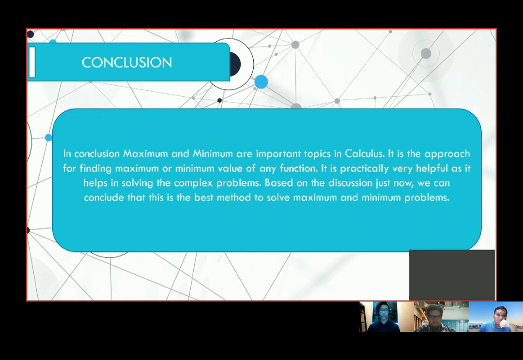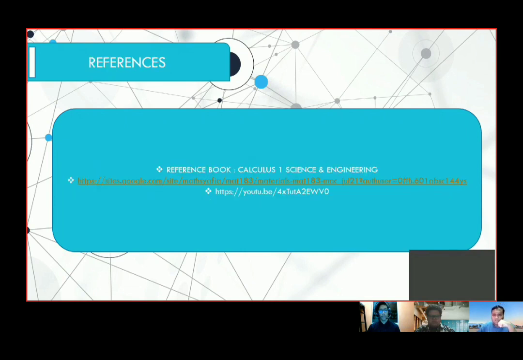So for the conclusion, in conclusion, maximum and minimum are important topics in calculus. It is the approach for finding the maximum or minimum value of any function. It is practically very helpful as it helps in solving complex problems. Based on the discussion just now, we can conclude that this is the best method to solve maximum and minimum problems.